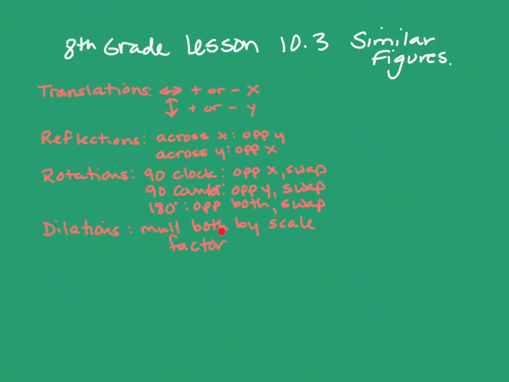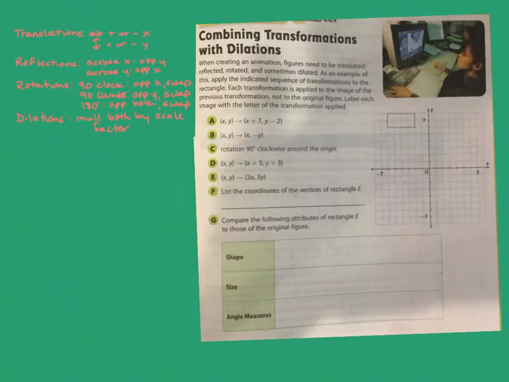And then dilations, you're just multiplying both by their scale factor. If it's a whole number, it will be bigger. If it's a fraction, it will be smaller. So there's a brief rundown of all of the transformations we've looked at. With those in mind, and I've translated them over to this page too, in this lesson you will see either a set of steps they want you to do to get to a final image, or you might see images that already happened and you have to say what happened, just like you did in a previous lesson. But now, like I said, they include dilations.